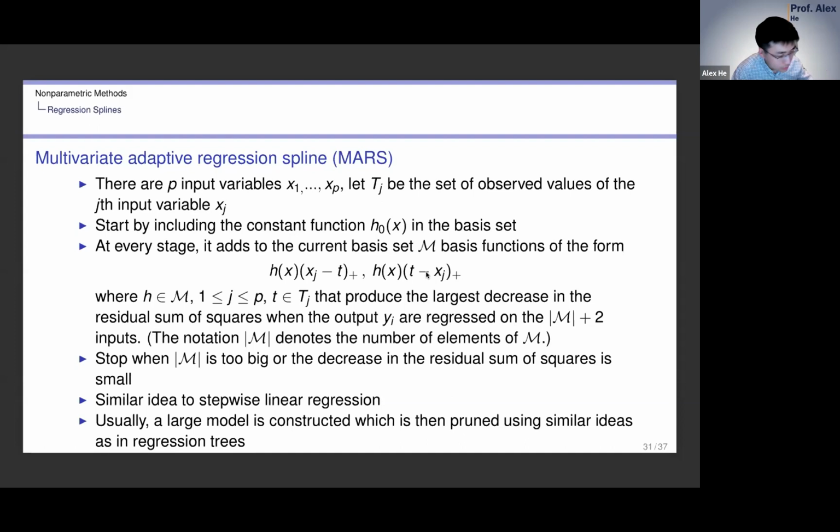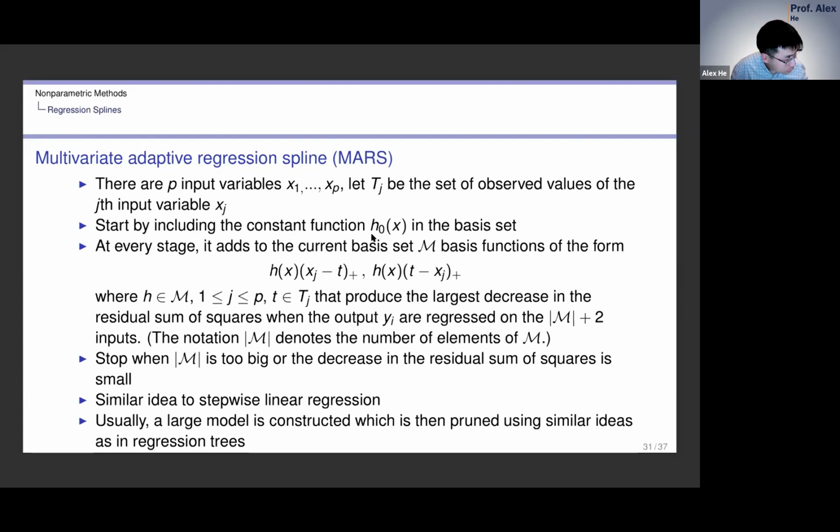And so which ones do we choose? We choose the ones that produce the largest decrease in the MSE. And that's the ones we're going to add. This set of functions is called M. Okay. And this way you can add all of the polynomials you want, and because they are multiplied by this check function, they will only apply to certain regions.